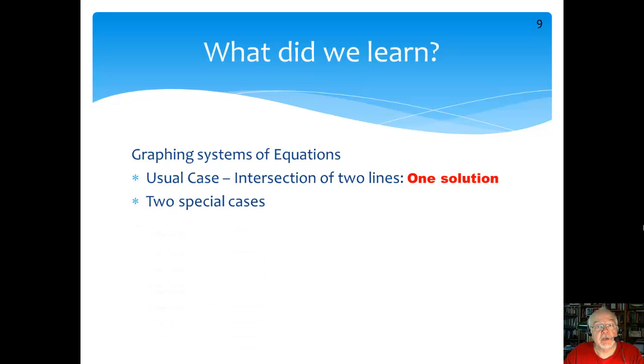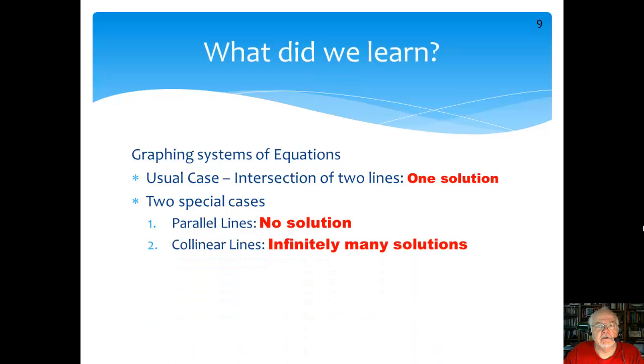However, there are two special cases. If our system of equations ends up with parallel lines, which by definition never intersect, there are no points that will satisfy both equations. So consequently, there's no solution in the case of parallel lines. In collinear lines, we end up with one line. So since we have one line, there are infinitely many solutions. Any point on that line is going to be a solution.